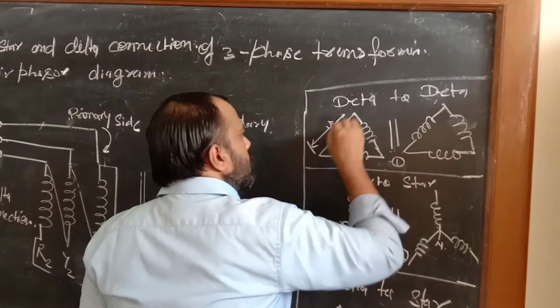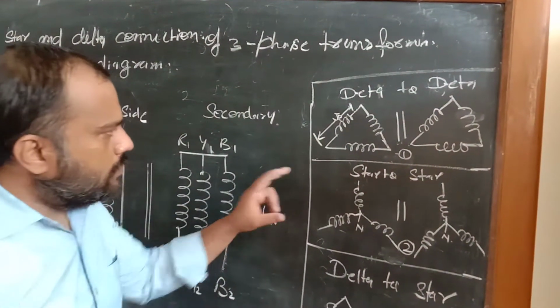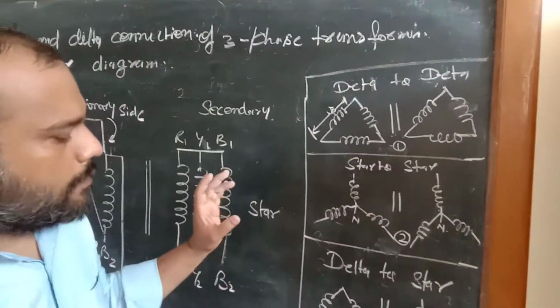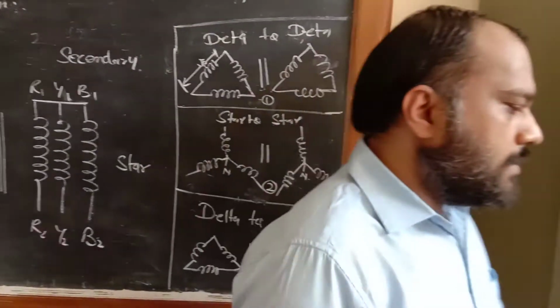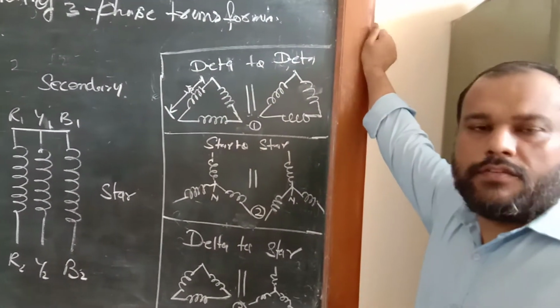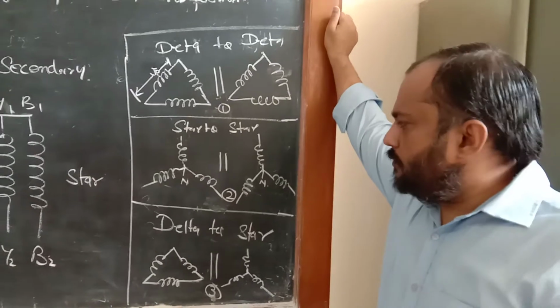So we can measure only the phase voltage. The voltage across the coil is known as phase voltage. There is only one possibility, that we can measure the voltage across a coil. So in delta configuration, we can only measure phase voltage.